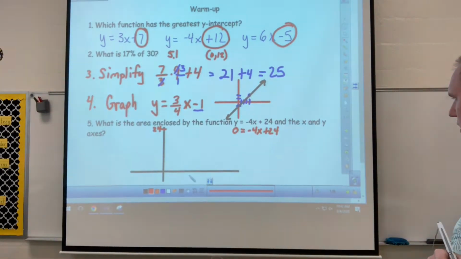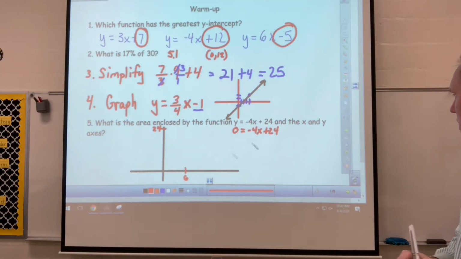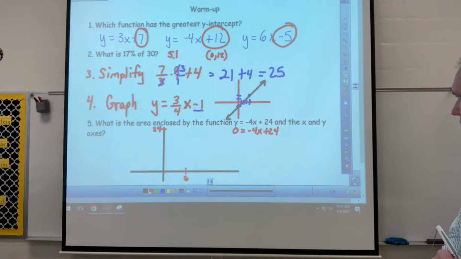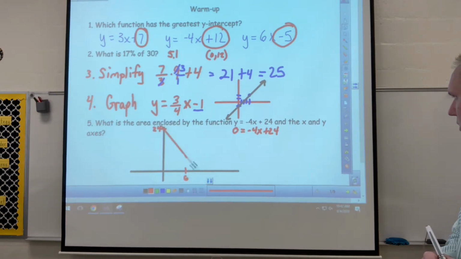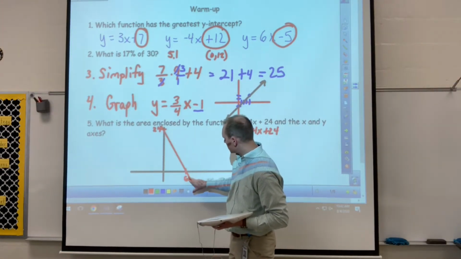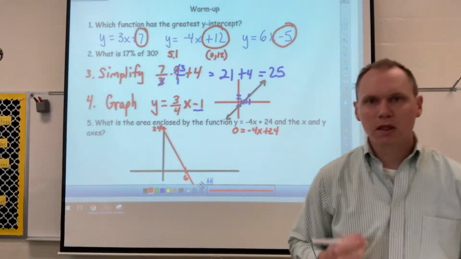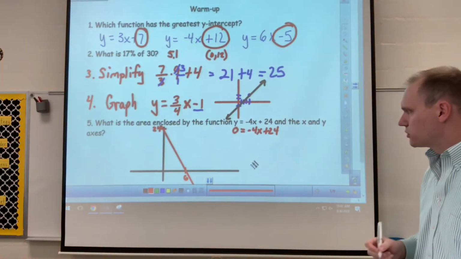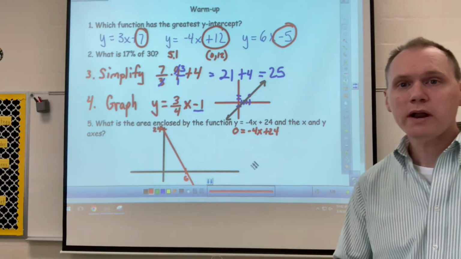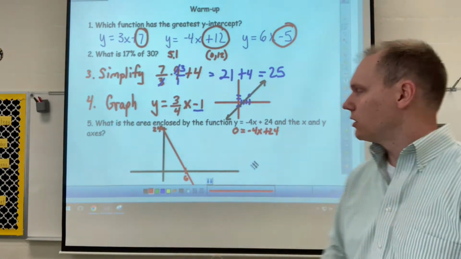So we can plot that here at 6. So this is going to be at 6. And so we have this line now. It's being created. So that is our function there. And we want to think about the area that's enclosed by the function, the y-axis, and the x-axis. So it's creating that triangle there. And if you remember, the area of the triangle is 1/2 the enclosed rectangle around it.